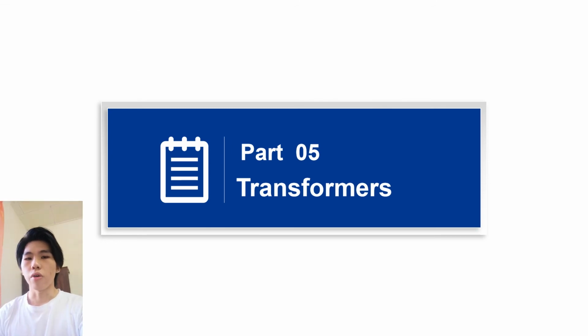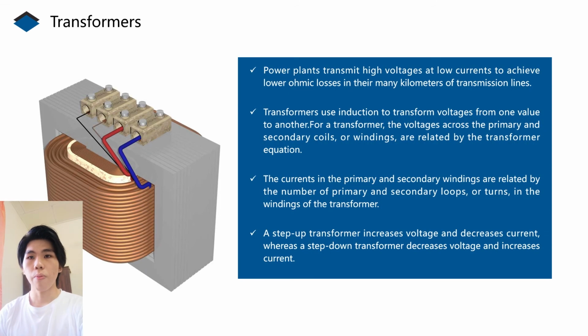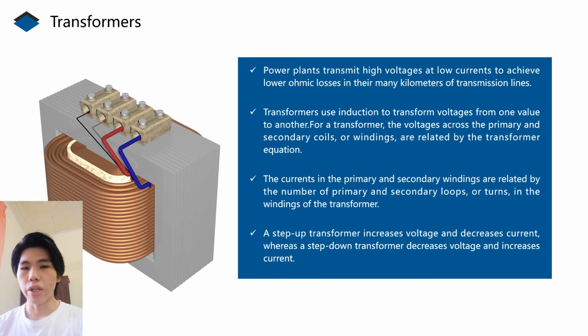Finally, our last part is transformers. Power plants transmit high voltage as low current to achieve lower ohmic losses in their many kilometers of transmission lines. Transformers use induction to transform voltage from one value to another. For a transformer, the voltages across the primary and secondary coils or windings are related by the transformer equation. The currents in the primary and secondary windings are related by the number of primary and secondary loops or turns in the windings of the transformer. A step-up transformer increases voltage and decreases current, whereas a step-down transformer decreases voltage.